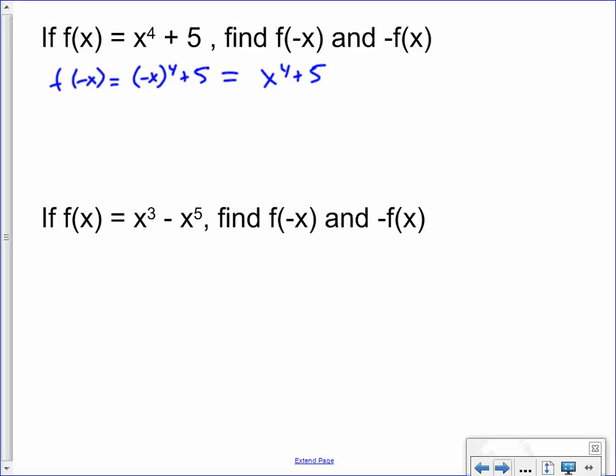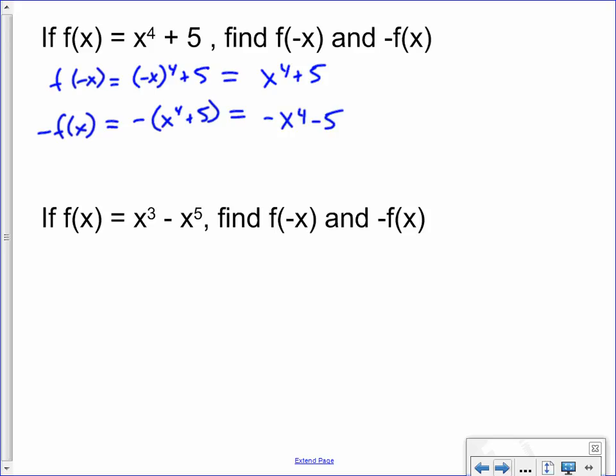But negative f of x is the negative of the original function. So negative x to the 4th plus 5. What does that equal? It's just distributing negative 1. Yeah, negative x to the 4th minus 5 instead.